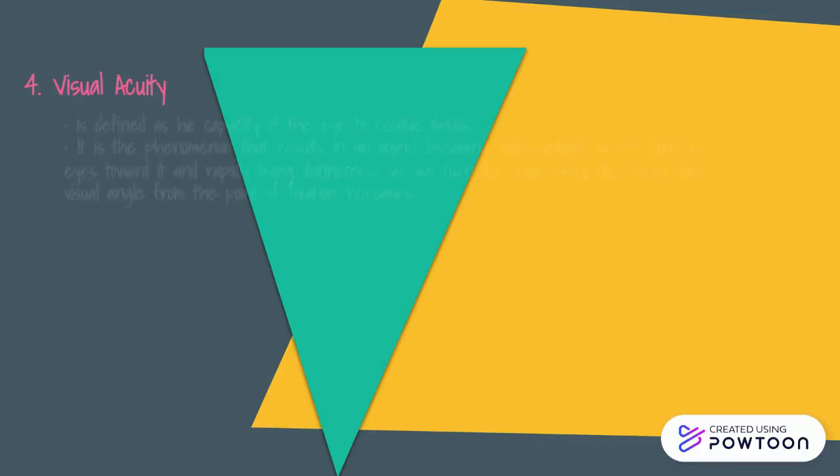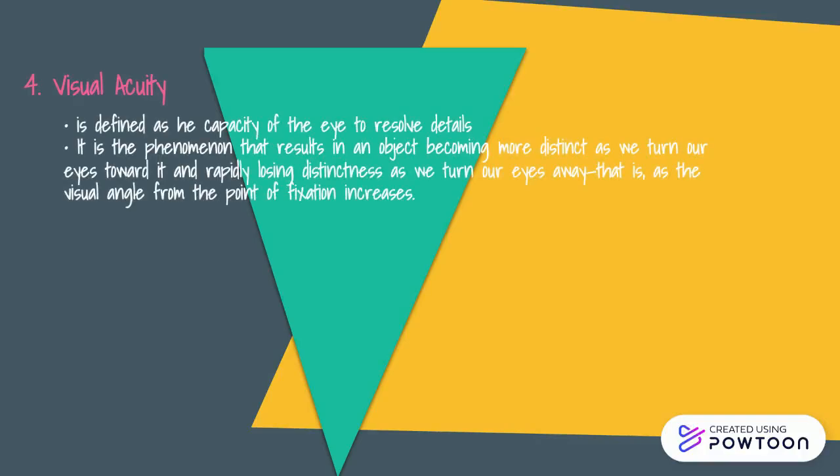Fourth is the visual acuity. It's defined as the capacity of the eye to resolve details. It is the phenomenon that results in an object becoming more distinct as we turn our eyes towards it and rapidly losing distinctness as we turn our eyes away.